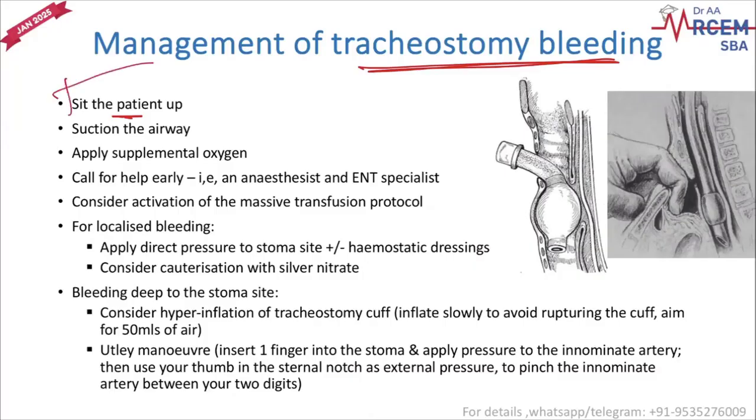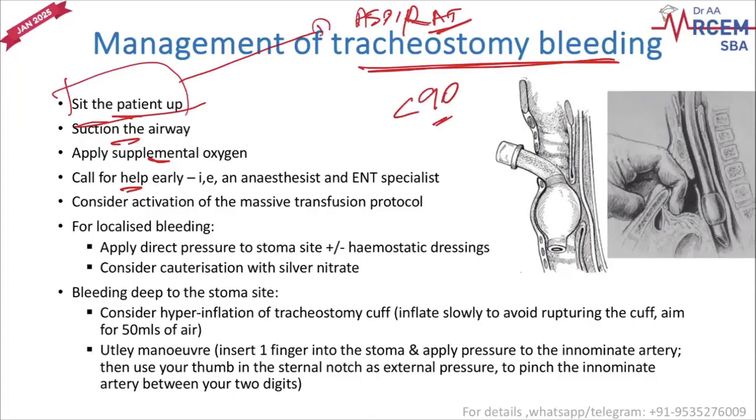Why is it important to make the patient sit up? To prevent aspiration. If he's in the lying down position, he can aspirate. Suction the airway if there is a lot of blood accumulated. Start supplementary oxygen. Call for help as soon as possible. If you feel there is significant loss of blood, such as systolic blood pressure less than 90, activate the massive transfusion protocol. If it is a local bleeding, somewhere here or here, apply direct pressure there.